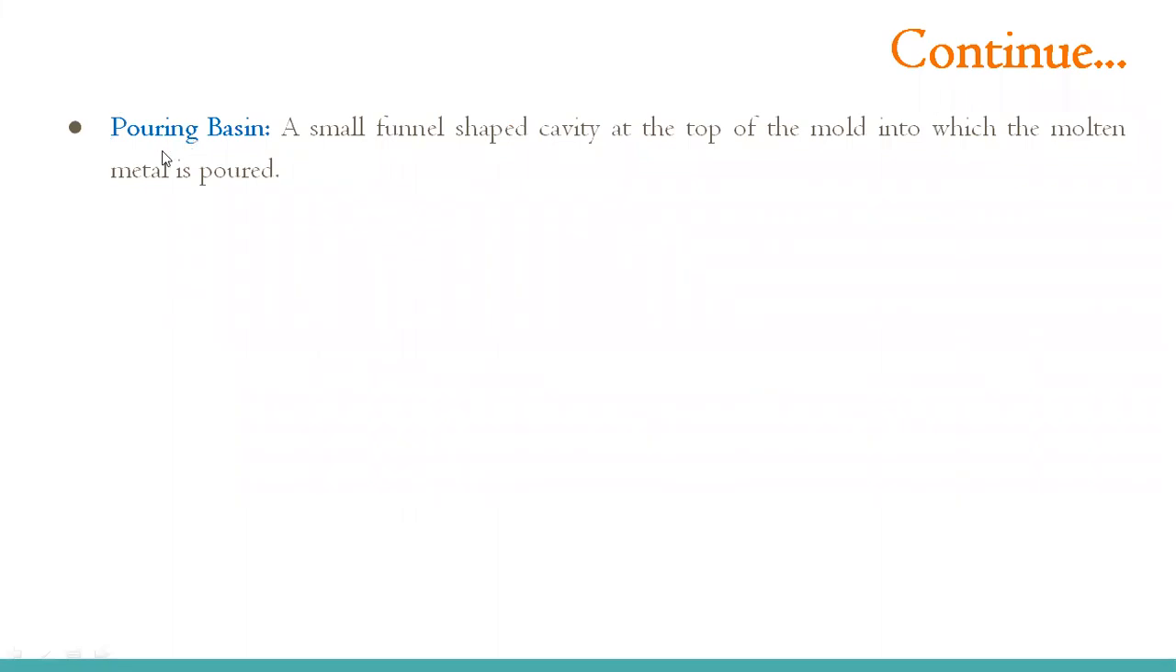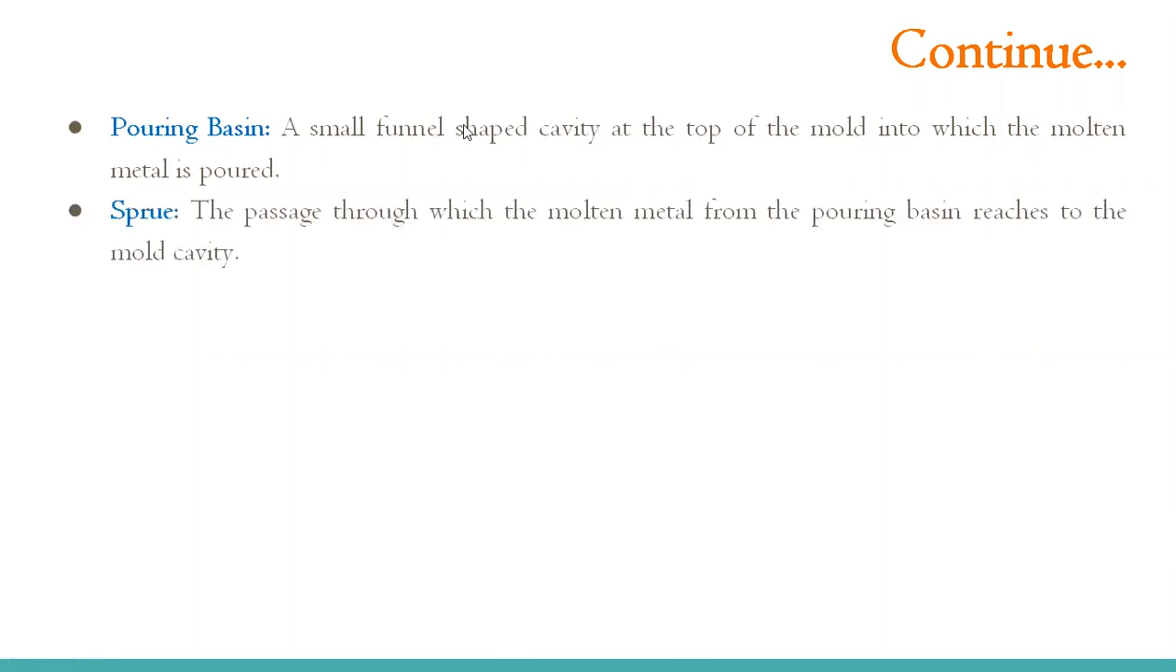Next is about these elements. First, the pouring basin, as I said, is a small funnel shaped cavity at the beginning, or the top of the mold, which allows the molten material a smooth flow, in which the molten material is entered. Next is the sprue. It's basically a passage which transfers the molten material from the pouring basin to the mold cavity or to the runner.